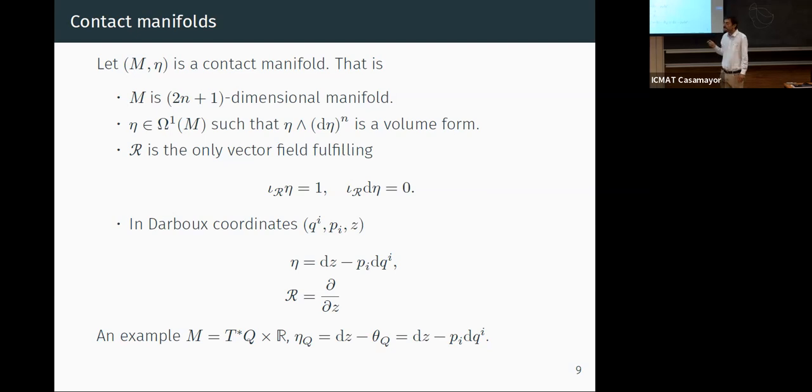And on a contact manifold, there is a unique vector field that fulfills these two conditions. This vector field is called the Reeb vector field, and it plays an important role in contact geometry. Contact manifolds always have local sets of coordinates that are called Darboux coordinates, in which you can write the contact form and the Reeb vector field in this way. This implies that the contact manifold has no local geometry. Indeed, you can construct a diffeomorphism between any two contact manifolds of the same dimension that takes one contact form into the other locally.